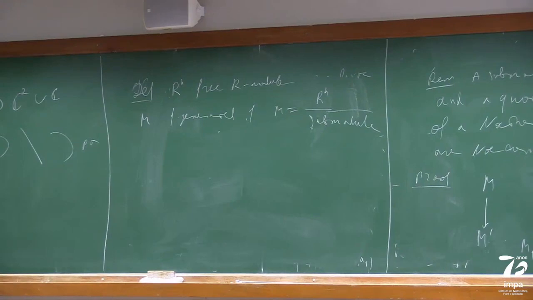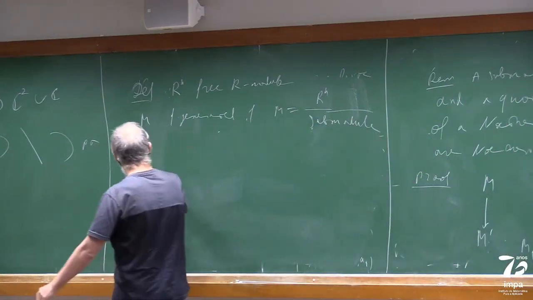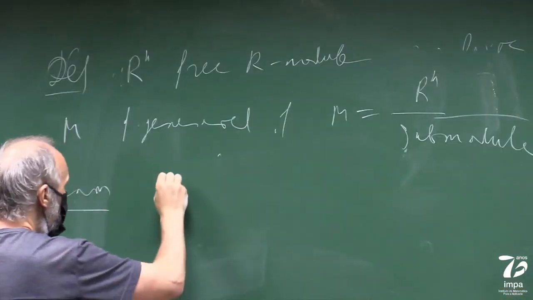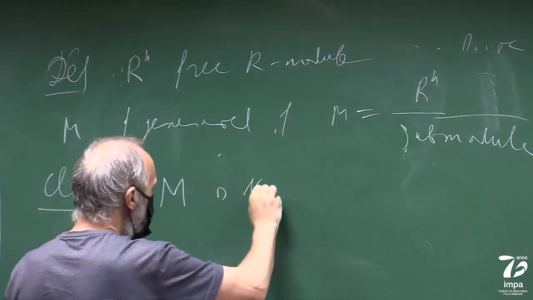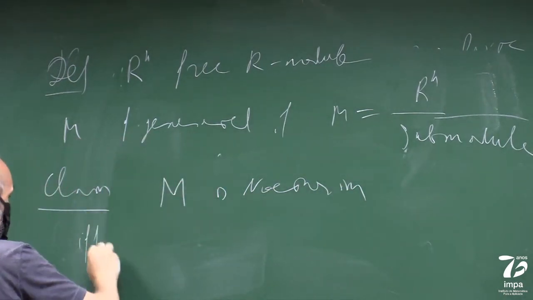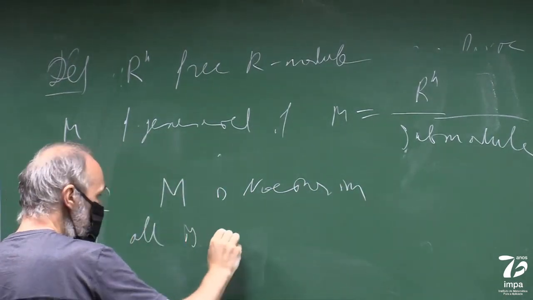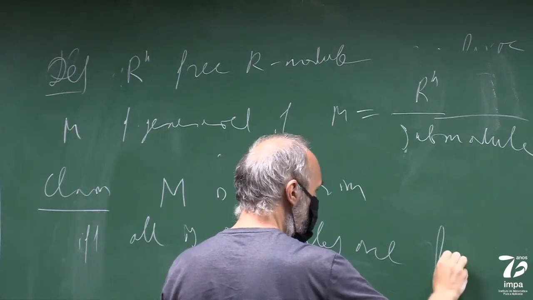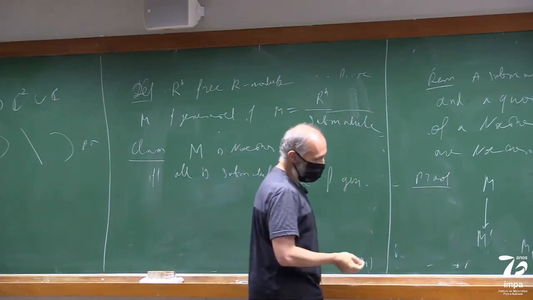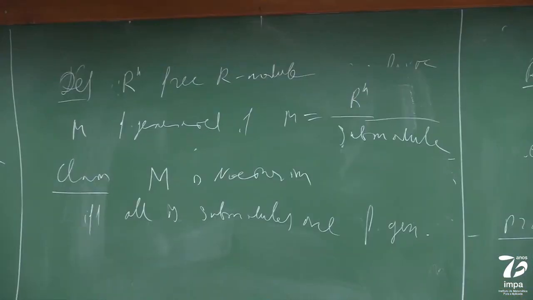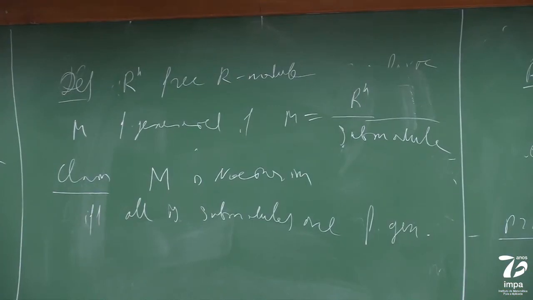Yeah, and now a statement which is very similar to what we already had, is that M is Noetherian. So our module M is Noetherian if and only if all its submodules are finitely generated. We already had this for ideals, and the proof is literally the same. So you have it already. I leave it as an exercise.